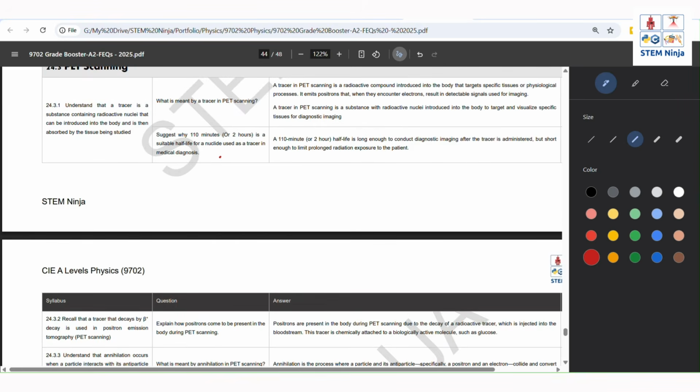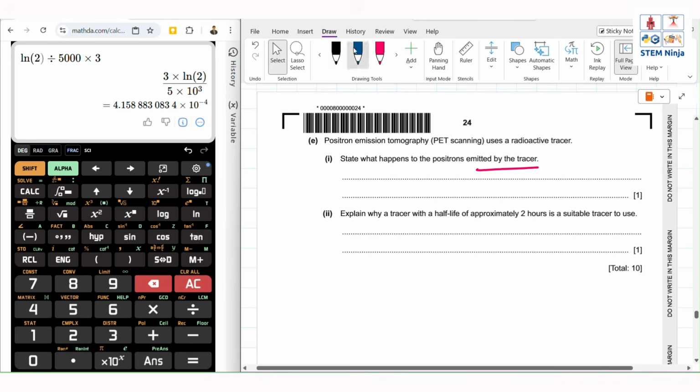Right, okay. This one. Just why 110 minutes or 2 hours is a suitable half-life for a nuclide used as a tracer. Long enough to conduct diagnostic imaging after the tracer is administered, but short enough to limit prolonged radiation exposure to the patient. So that's it, basically. Let's answer both of these one by one.